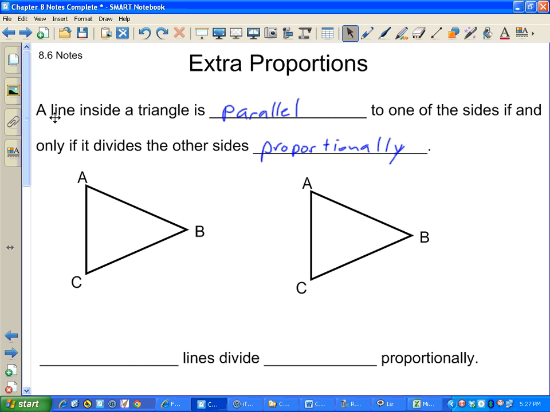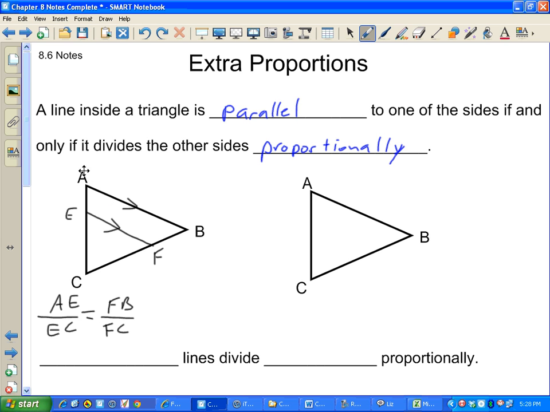So the first way to read this: a line inside the triangle is parallel. So I'm going to put a line inside here. It's parallel to one of the sides. It doesn't matter which side you pick. So I'm going to have it be parallel to this side. So these are parallel. So if these are parallel, that means that this line is dividing this side and this side proportionally. So we're going to put point E and F on here. And what we could say is that AE over EC is going to be the same ratio as FB over FC. Okay, so the fraction I get from here to here is the same as here to here.